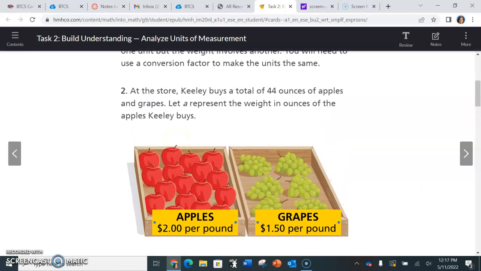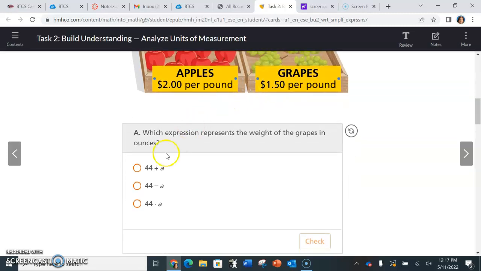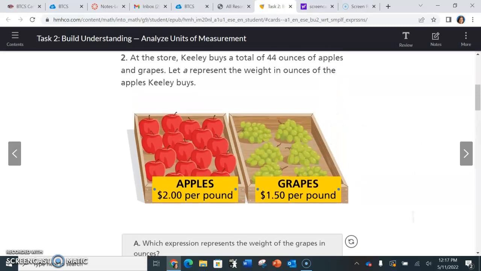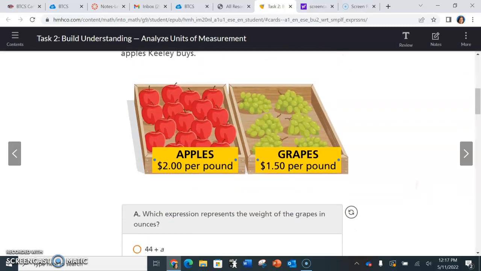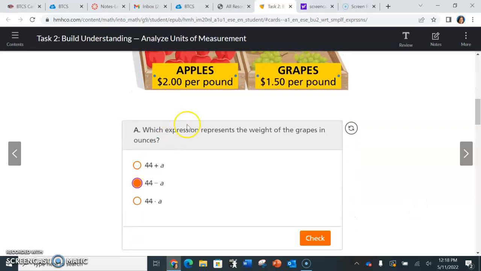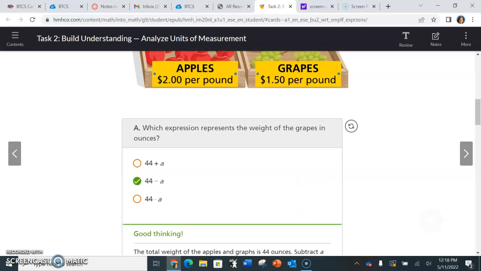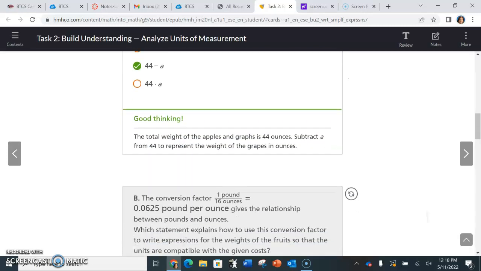All right, so together they have a total of 44 ounces of apples and grapes. So if you do 44 minus the apples, and it said let A represent the apples, then that would represent the weight of the grapes. So 44 minus A is the expression that represents the weight of the grapes.